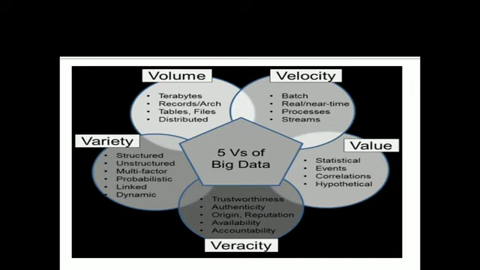And the variety deals with different types of data. It can be structured data, unstructured data, multi-factor data, linked data and so on. So these are the 5 different V's present in Big Data, and we have seen the different concepts related to them. These V's are very important in Big Data. I hope everyone is clear with the idea of the 5 V's.